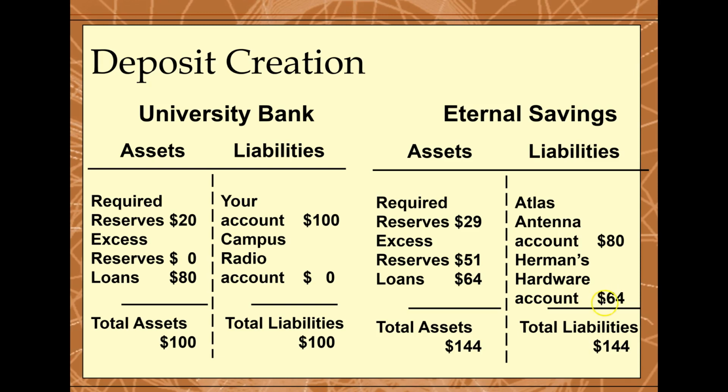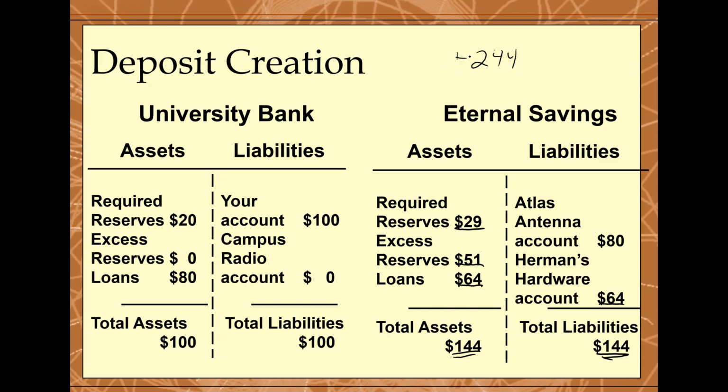Herman's Hardware Service gets new deposits, that loan goes back into the bank, and so you can see they have $144 in total deposits now. 20% has to be kept in the form of reserves. That's $29. Remember, there was a loan of 64. The remaining amount must be 51, and that's 144. So we've got a total money supply of $244 so far.